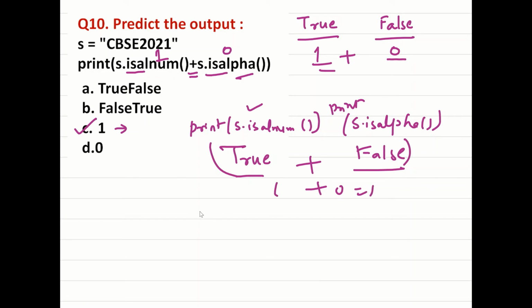So if both the values are true, say if I use isupper, then it will return true. So if both the values are true, then it will return the answer 2. It will not write false and true in this way. But if you are using a single function, it will return true or false as the predicted output.